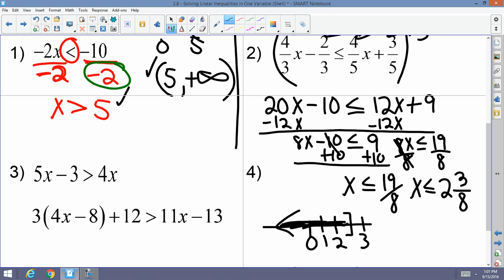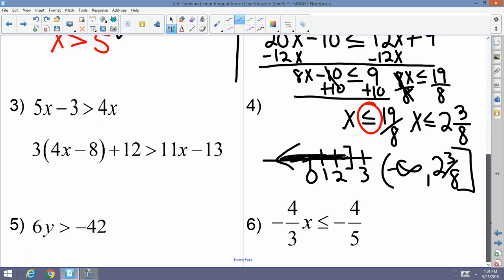That already gives me my interval notation because I'm going from negative infinity to positive 2 and 3/8. A bracket around 2 and 3/8. Why? Because there was a less than or equal to sign. Okay?